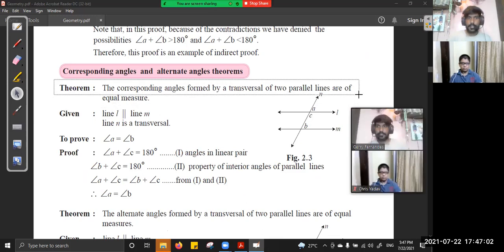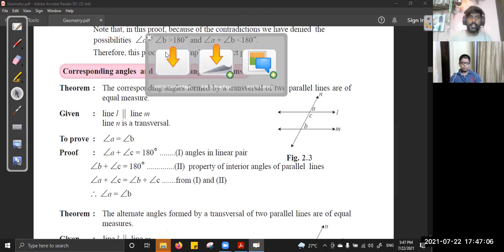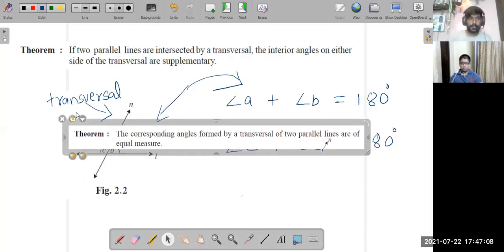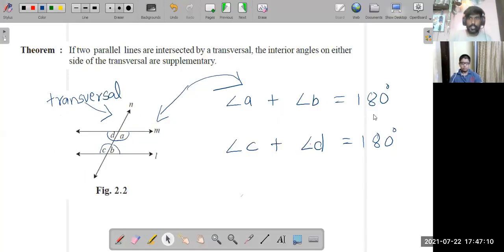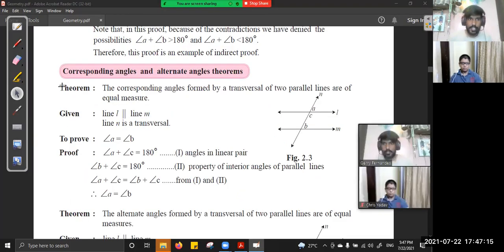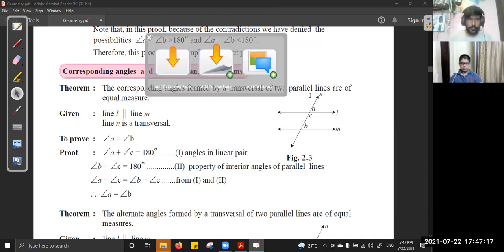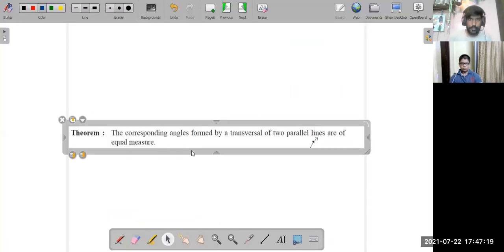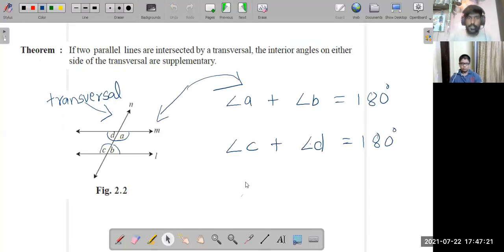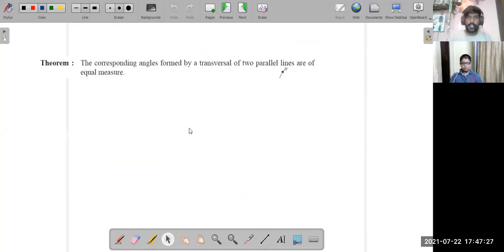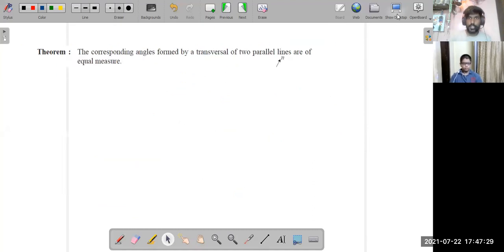Second theorem is called the corresponding angle theorem. So I'll explain what this theorem says. The first theorem says if two parallel lines are intersected by a transversal, then interior angles are supplementary. Second theorem, what it says now, carefully understand this one.